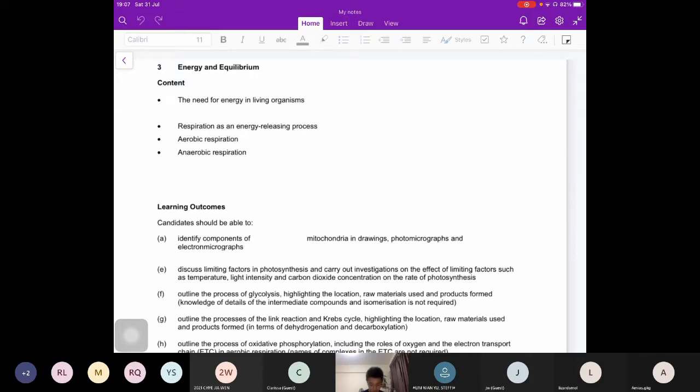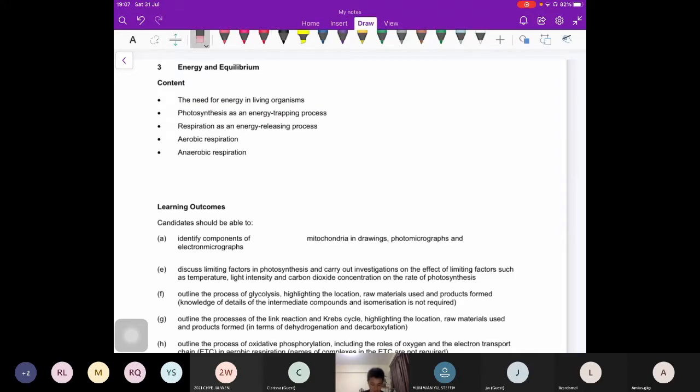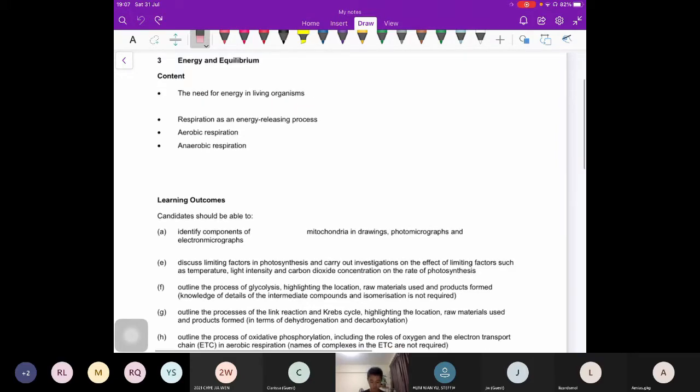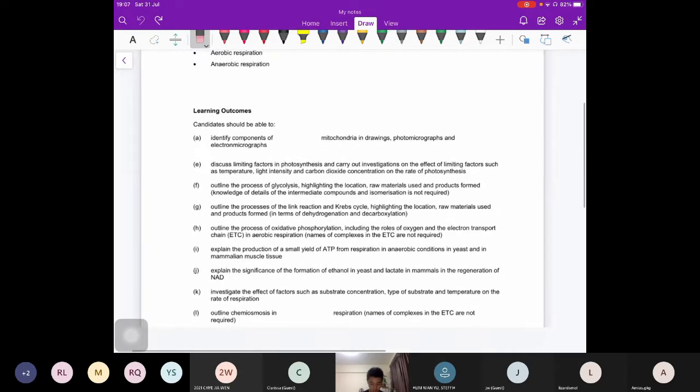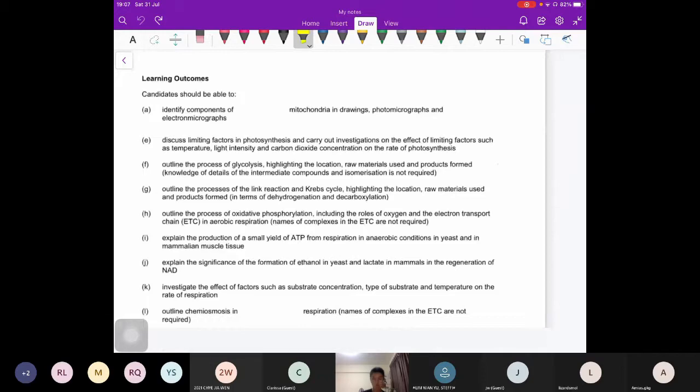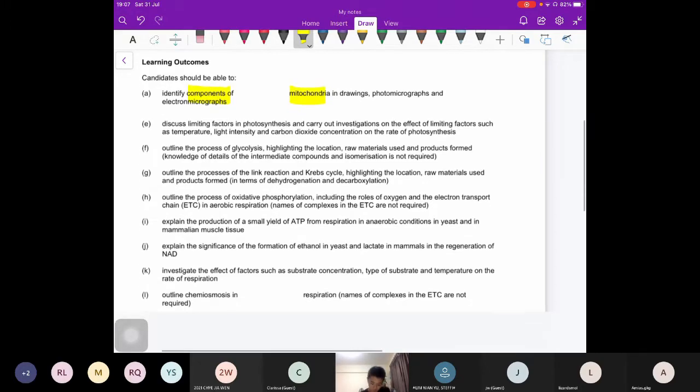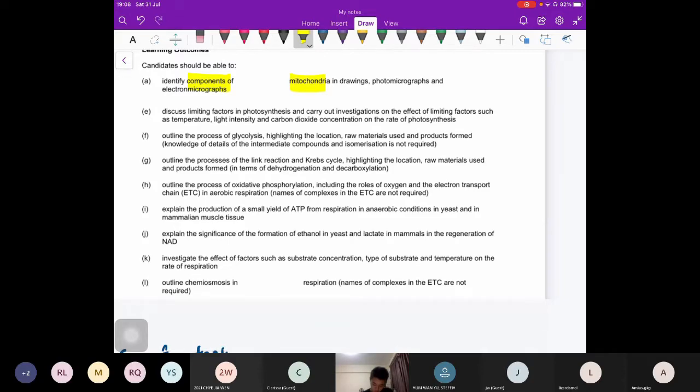So these are your learning outcomes. You can see here we have a space, but that's for photosynthesis. So I just blanked out the photosynthesis part and just focus on respiration here. The first thing you have to be able to do is to identify components of your mitochondria in drawings, photomicrographs and electron micrographs.